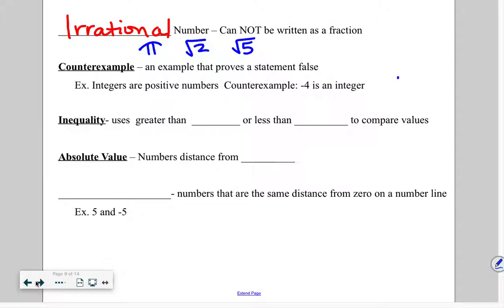All right, let's continue with our notes. You are going to be asked to give a counterexample. And a counterexample is something that proves that something is false. So proving something is false. For example, integers are positive numbers. Well, are all integers positive numbers? No. Integers we just defined as positive numbers or whole numbers and their opposites. So negative 15 would be a counterexample to that. It's an integer, but it's not positive. Inequality, remember greater than opens to your left, less than opens up to your right hand.